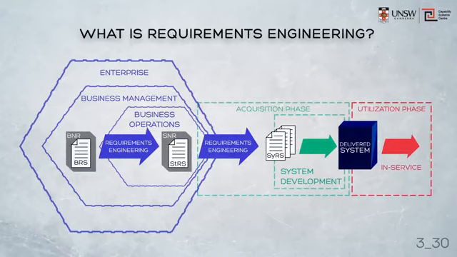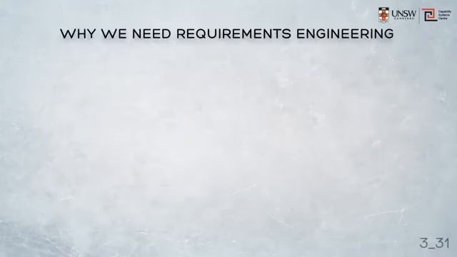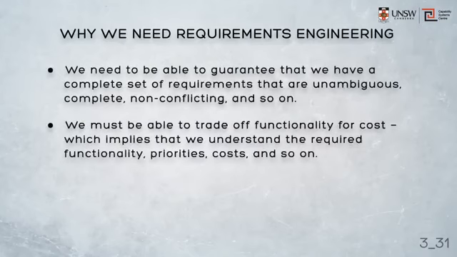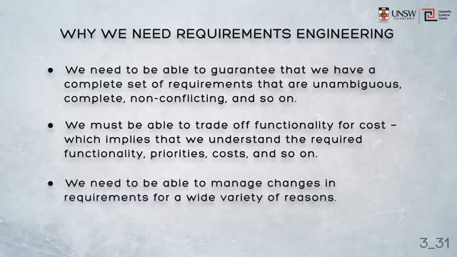We also saw earlier why we need requirements. Well, why do we need requirements engineering? Well, obviously, if we need to be able to move knowingly between requirement sets, we need a formal process to be able to do that. We need to be able to guarantee that we have a complete set of requirements that's unambiguous, that's complete, that's non-conflicting, and so on. We need to be able to trade off functionality for cost, which implies that we understand all of the things we're required to do, plus their priorities, plus their costs, and so on. And then finally, things will change. So through requirements engineering, we need to be able to manage the changes in requirement for a wide variety of reasons.